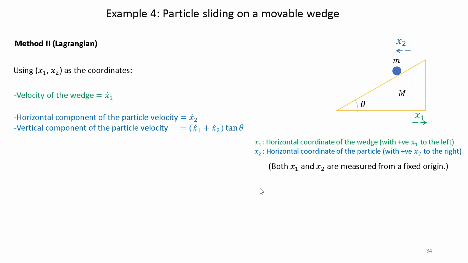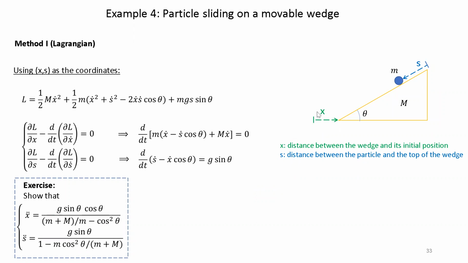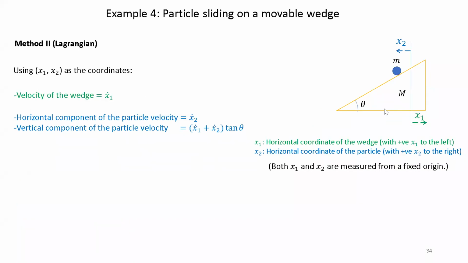So, one more practice. Just now I took this x and s to be the set of generalized coordinates. But I told you before that that's not the only choice, so I can always make another set of generalized coordinates. This time I use this x1 and x2 as my generalized coordinates. And at the end, you can compare whether this is more convenient or the previous one is more convenient, or whether they are not too different.